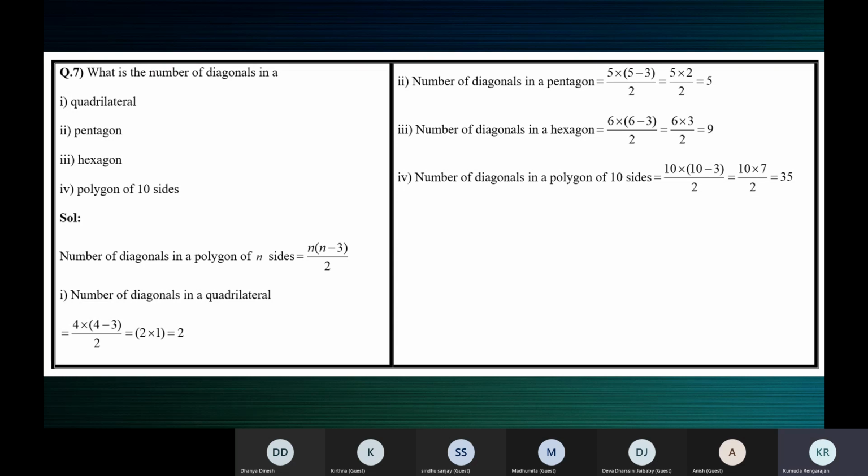We just have to use the formula. So on substituting, n is the number of sides. So quadrilateral, 4 sides. So 4 into 4 minus 3 by 2. 4 minus 3 is 1, and 4 by 2 is 2. So 2 into 1, 2.